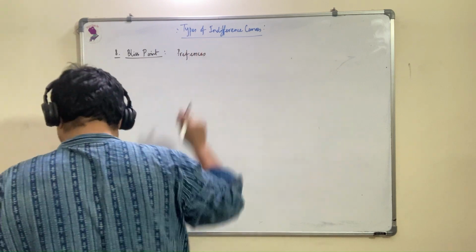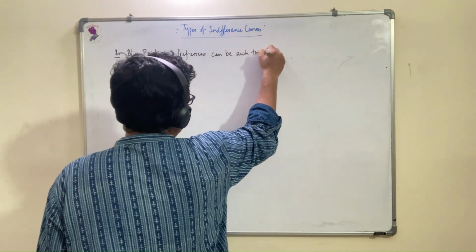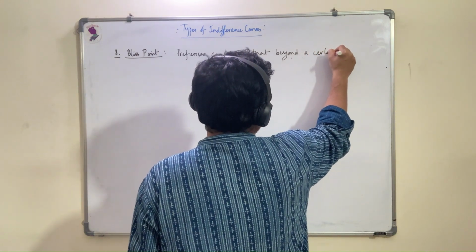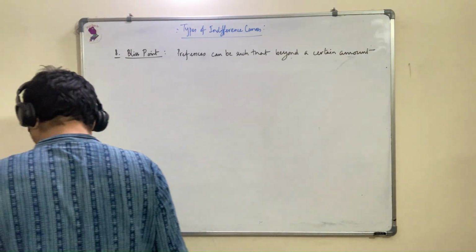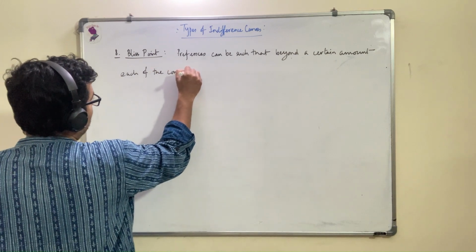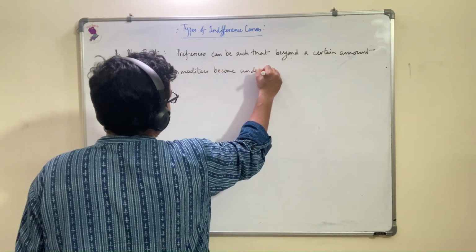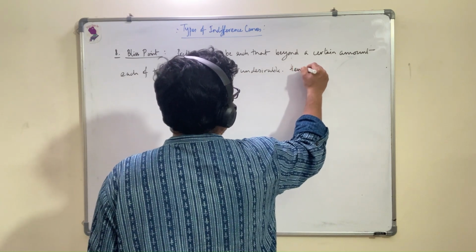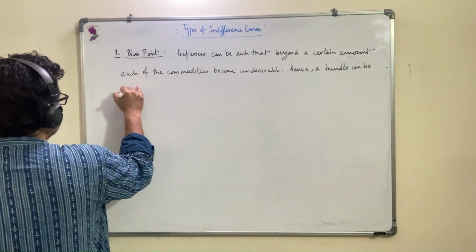Preferences can be such that beyond a certain amount, each of the commodities become undesirable. Hence, a bundle can be defined.